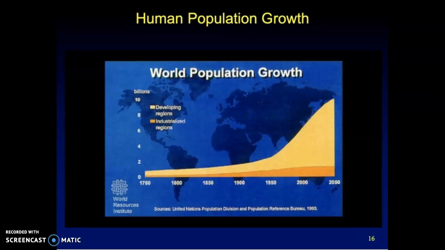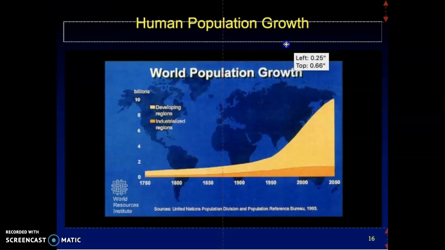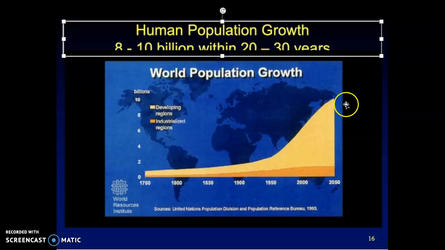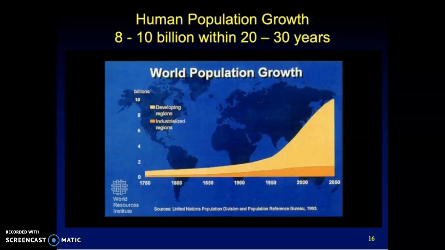Now, all right, P, the other P, population, human population growth. We are going to see 8 to 10 billion people in the next probably 20 to 30 years. 8 to 10. All right, so we've got a big problem. Most of these people will be coming from developing countries, less developed countries, whatever term you want to apply there. But there's a massive, massive problem coming our way with increased human population because of the resource consumption that we do.